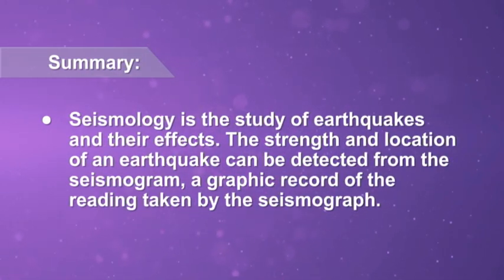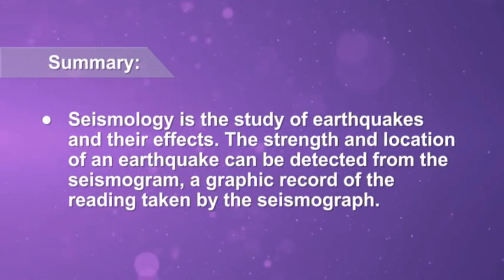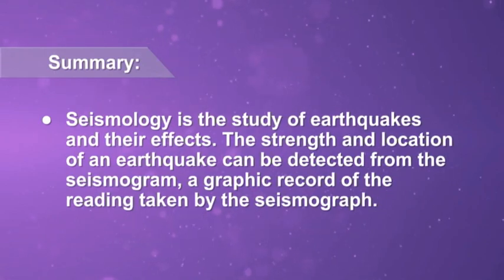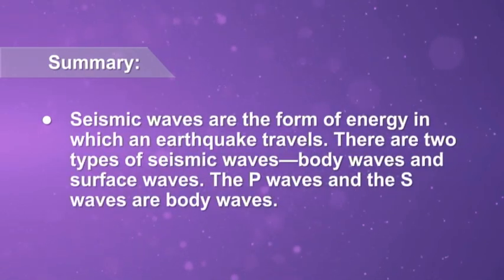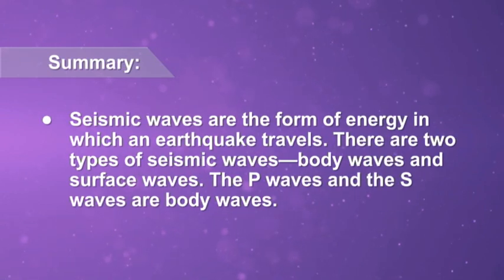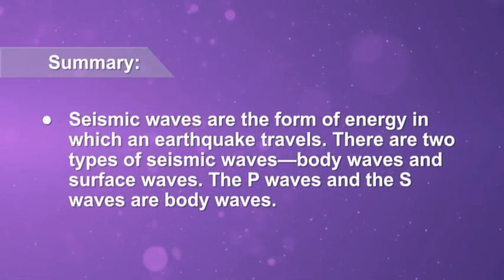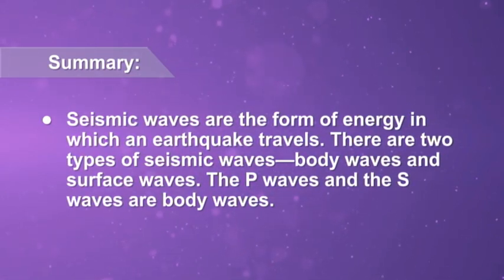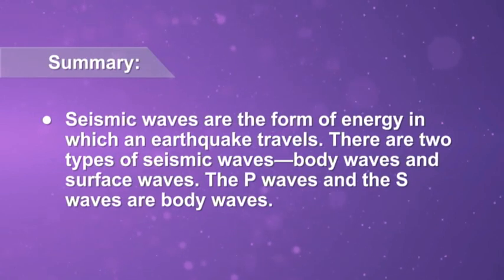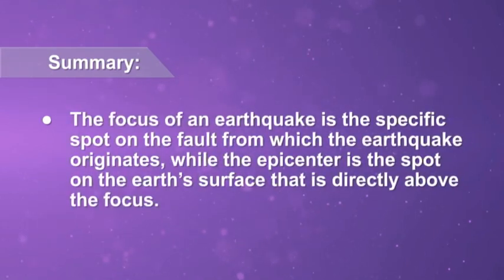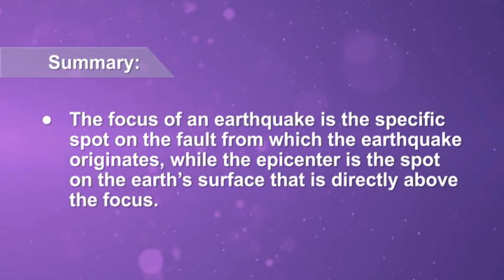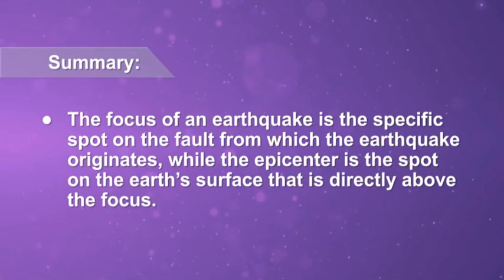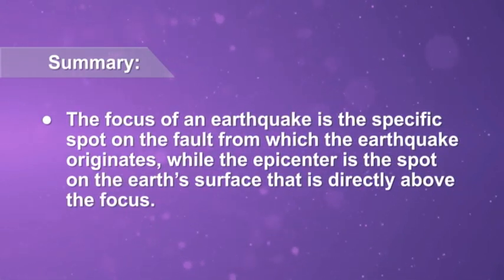The strength and location of an earthquake can be detected from the seismogram, a graphic record of the reading taken by a seismograph. Seismic waves are the form of energy in which an earthquake travels. There are two types of seismic waves: body waves and surface waves. The P waves and the S waves are body waves. The focus of an earthquake is the specific spot on the fault where the earthquake originates, while the epicenter is the spot on the Earth's surface that is directly above the focus.